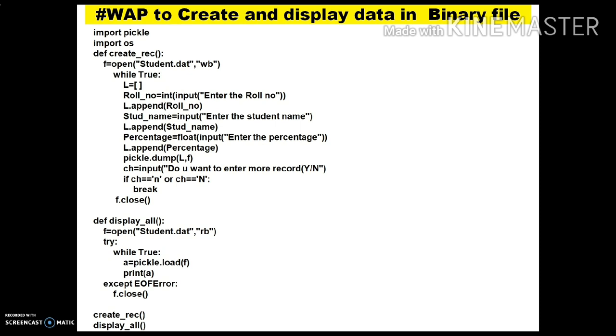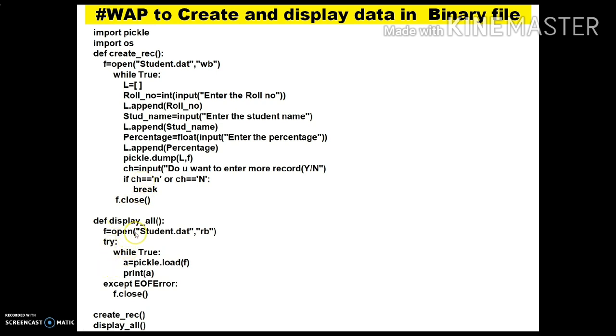After dumping the record, you ask the user to enter more records. ch is equal to input, enter, do you want to input more records. If the choice is yes, ask the user to enter the next record, then again you ask for roll number, name and percentage. If your choice is no, now you do not want to enter more records, then break out of the while true. Clear? Then close the file.